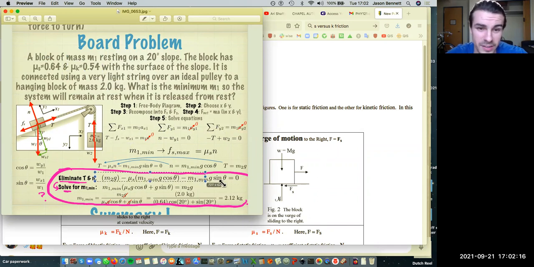Yeah, but these things, those are all things we know because M1 is given to us right here. Wait, no, we don't. No, that's what we're trying to find. Sorry. That we're given right there. G we're given, theta given, M2 right here, it's 2 kilograms, and G we're given. So now we solve for this guy right here.